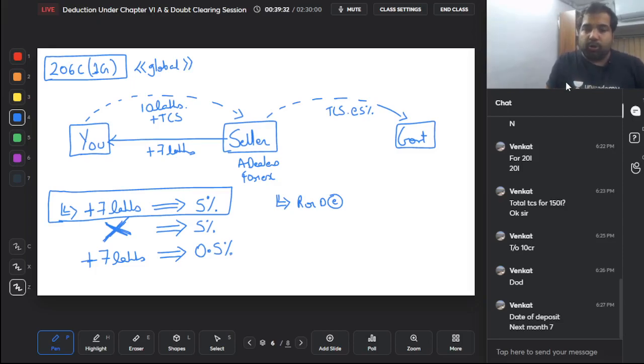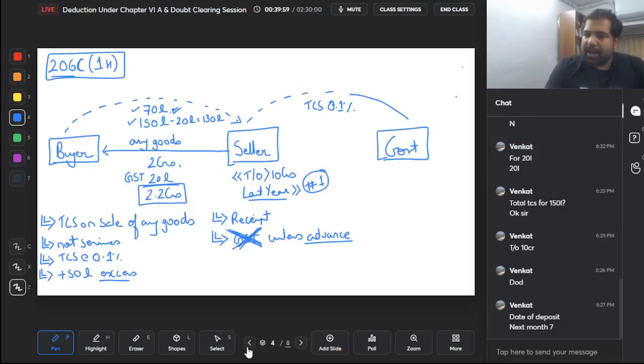1G means global. Global means as a seller, yes, always TCS as a seller. What is he selling this time? He's selling forex. If he sells or transfers more than 7 lakh of forex, then TCS at the rate of 5%. But if you're going for a holiday and you've transferred the money, then no limit 5%. And if you're going for education and you've taken a loan, yes, then more than 7 lakhs at the rate of 0.5%. They've reduced the rate here, yes, because of sentimental values.